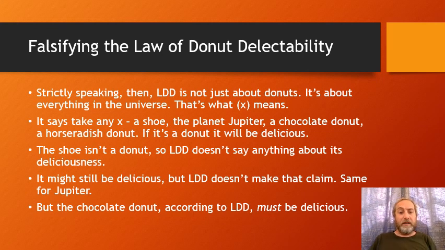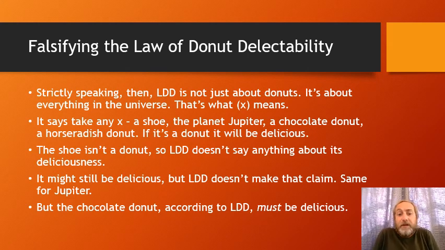Now, just a little bit on the logic of this. So notice, right, I said for everything in the universe, right, for all x. So the law of donut delectability sort of applies to everything in the universe. So you could apply it to a shoe or the planet Jupiter, right? So suppose x is a shoe. Well, if the shoe is a donut, then it's delicious.